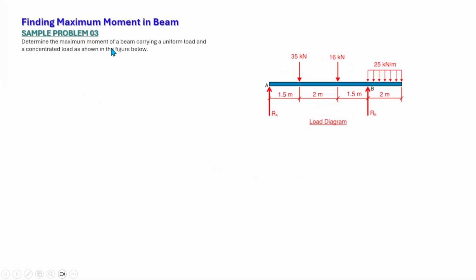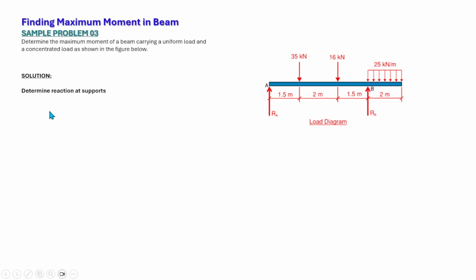Determine the maximum moment of the beam carrying a uniform load and a concentrated load as shown in the figure below. In the load diagram, we have the beam with a cantilever end, subjected to a 35 kilonewton concentrated load and a 16 kilonewton load, spaced at 1.5 and 2 meters, with a 2 meter cantilever end. Now let's get started with our solution.